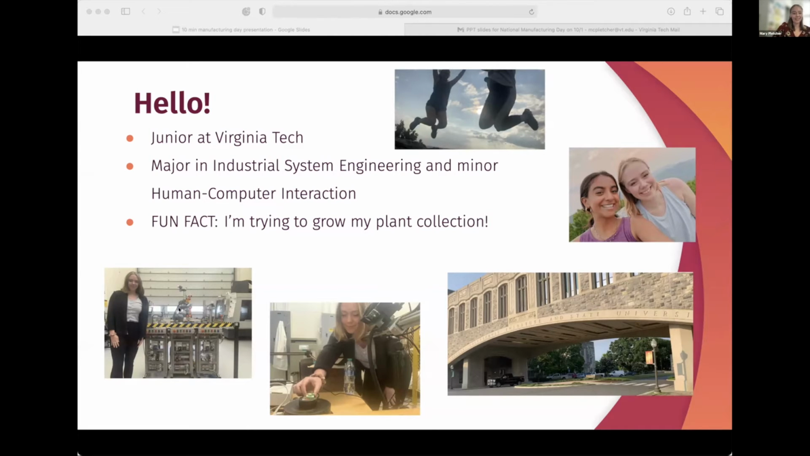And on the slide, you can also see some pictures that I took from my experience over the summer, some cool projects and equipment that I got to work with, and then also just some fun activities that I did while I was in Blacksburg.